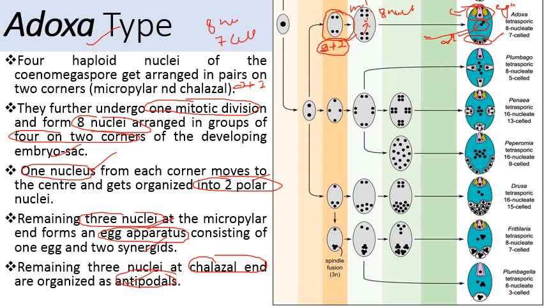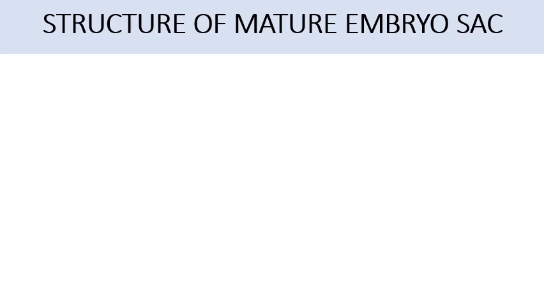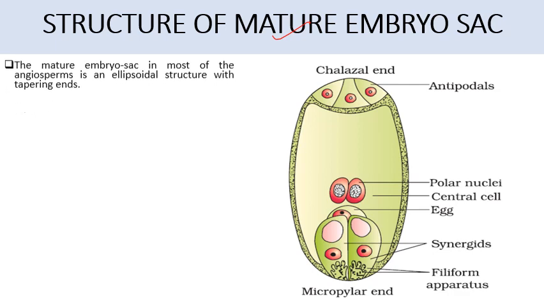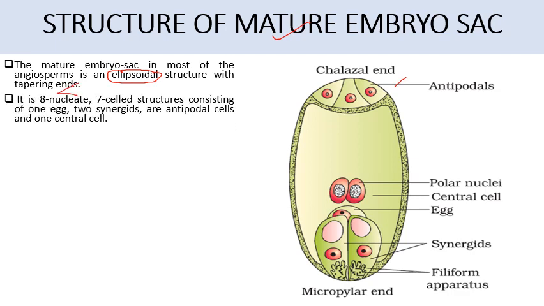So ये examples थे कुछ जो हमने पढ़े. The next comes structure of a mature embryo sac, and that we have already discussed in our first slide. The mature embryo sac in most of the angiosperms is ellipsoid, that is an egg-shaped structure with tapering ends, and it is 8 nucleated 7-celled structure consisting of 1 egg, 2 synergids, 3 antipodal cells, and 1 central cell. So 7-celled structure है, 8 nucleated structure है.